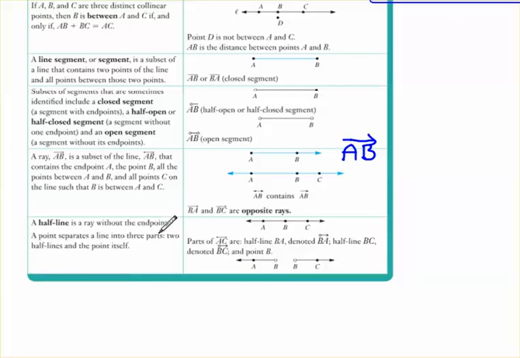And then finally, they talk about a half line is a ray without an endpoint. We generally don't work with those very often, but that is true. So in our next video, we're going to tackle planes.